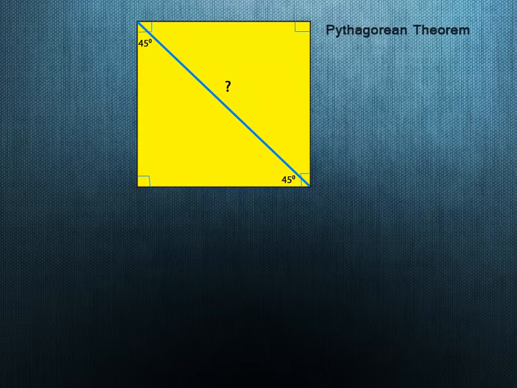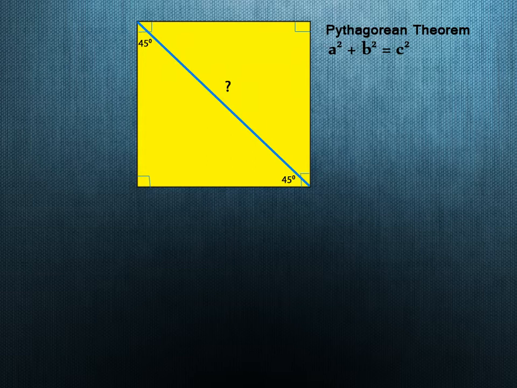Okay, now let's begin with a square with all sides equal and with all four 90-degree angles. If we draw our diagonal, we form two right triangles with both 45-45 acute angles. And if we're going to solve for the diagonal, we are also solving for the hypotenuse. So we have to use our Pythagorean theorem, a squared plus b squared equals c squared.